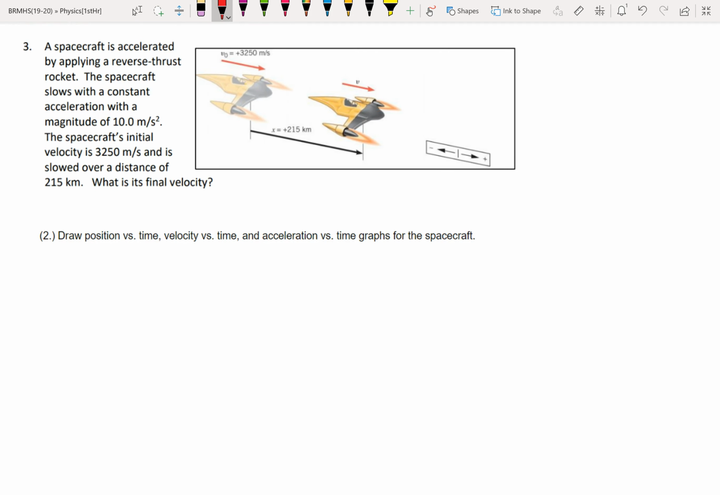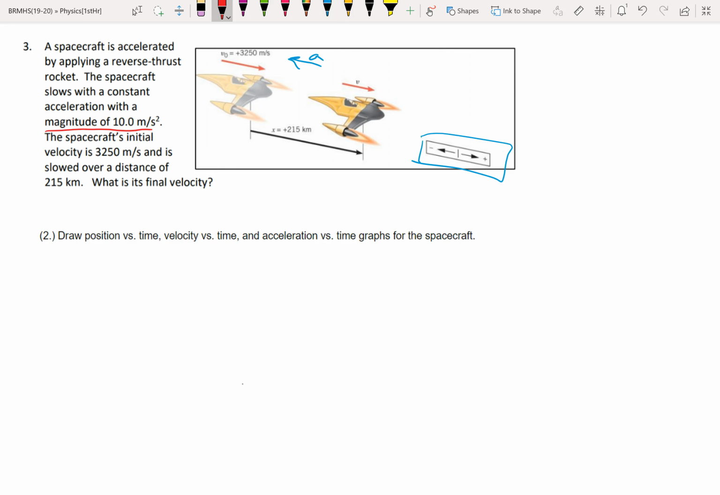Number 3. All right, a spacecraft is accelerated by applying a reverse thrust rocket. So the thing is, the spacecraft slows. It's slowing down with a constant acceleration with a magnitude of 10 meters per second squared. So notice it just gives you an amount, not a direction. But you have to remember, if we're slowing down, velocity is to the right in this picture. Notice our directions down there, so it's positive. If we're slowing down, velocity and acceleration are in opposite directions. So acceleration points this way. So that acceleration is going to be a negative 10 meters per second squared.